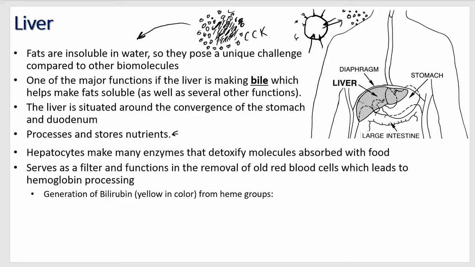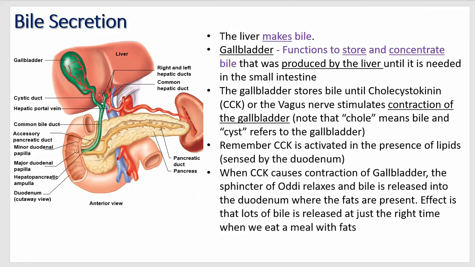So hepatocytes, they make enzymes that detoxify molecules absorbed with food. Okay, serves as a filter, functions in the removal of old red blood cells. That's going to take on some meaning because that's what happens with bilirubin and jaundice when the liver fails, okay, which leads to hemoglobin processing. And so this generation of bilirubin, which is yellow in color, is from these heme groups of these broken down red blood cells.